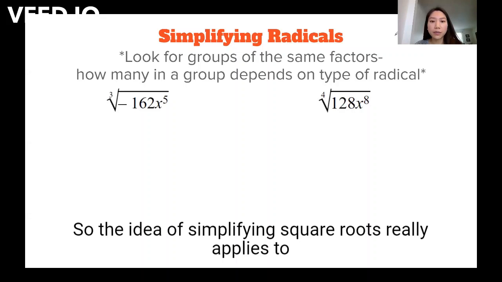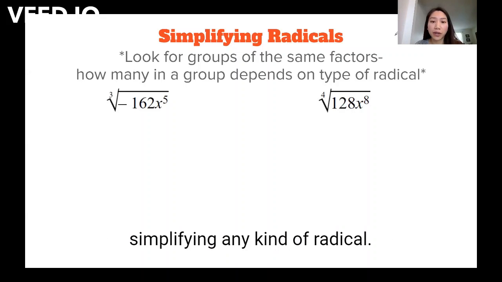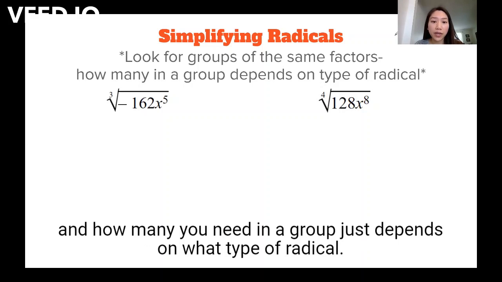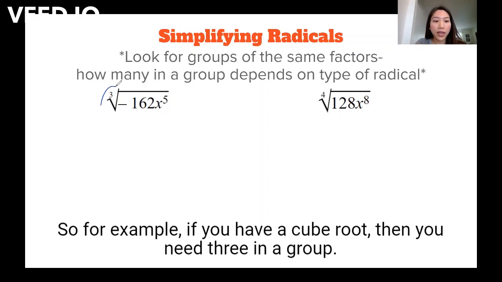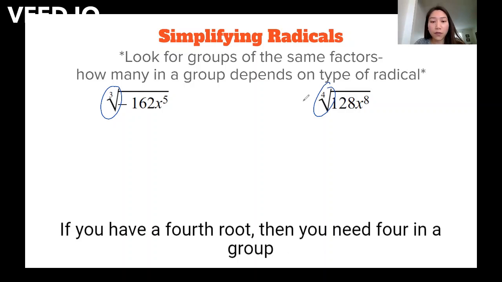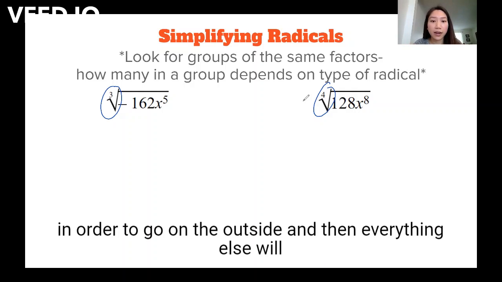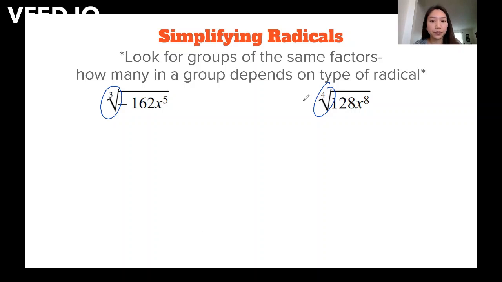So the idea of simplifying square roots really applies to simplifying any kind of radical. We're just looking for groups of the same factors. And how many you need in a group just depends on what type of radical. So for example, if you have a cube root, then you need 3 in a group. If you have a fourth root, then you need 4 in a group in order to go on the outside. And then everything else will stay inside the radical.